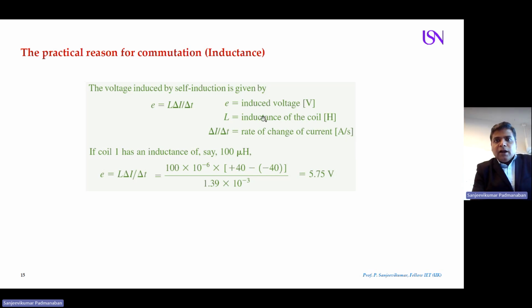ampere per second. And you already know the L of your coil, which is the inductance, and E is the induced EMF. So you can calculate E. Once you have calculated E, for example, how to calculate the real commutation of your inductance: E equal to L into delta I by delta T. For example, I have only one coil, say 100 microhenry is your inductance. Then I can substitute L equal to 100 microhenry. And how to calculate delta I by delta T.